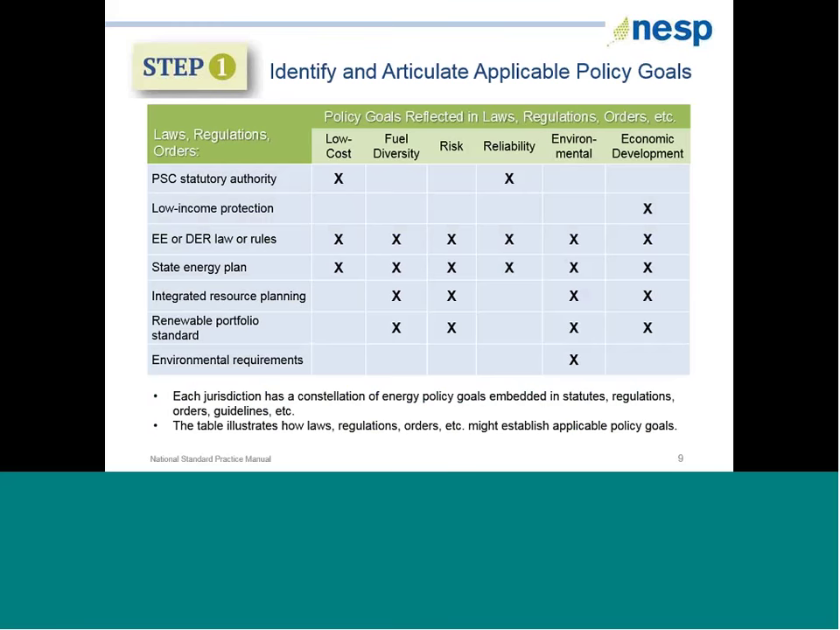What this slide 9 is showing is just one example of how one might lay out in the rows the various sources of the goals. The columns show what some of the goals might be and where they come up in those various sources. The idea is that each jurisdiction has its own constellation of goals, and it's really incumbent upon them to put those together to get a sense of what they want to achieve with their efficiency screening, especially the primary screening test.